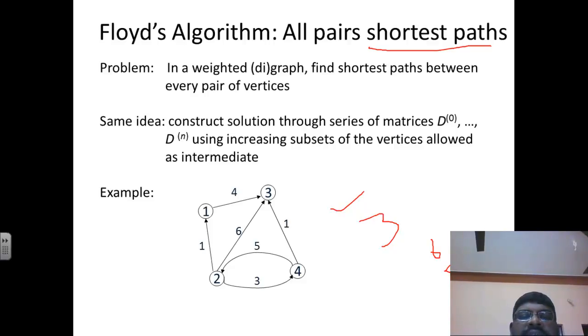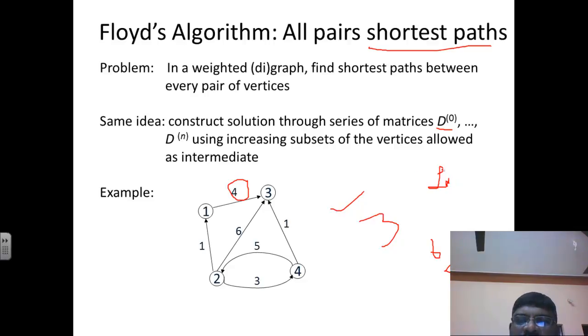Okay, so I want to find out the shortest path between all pairs of vertices. That is the objective of Floyd's algorithm. Again the procedure is the same. I will start with D0, where D stands for distance. If there is a direct edge, I can mark its weight, like 4. If there is no direct edge, I can treat it as infinity, meaning it will take a long distance.